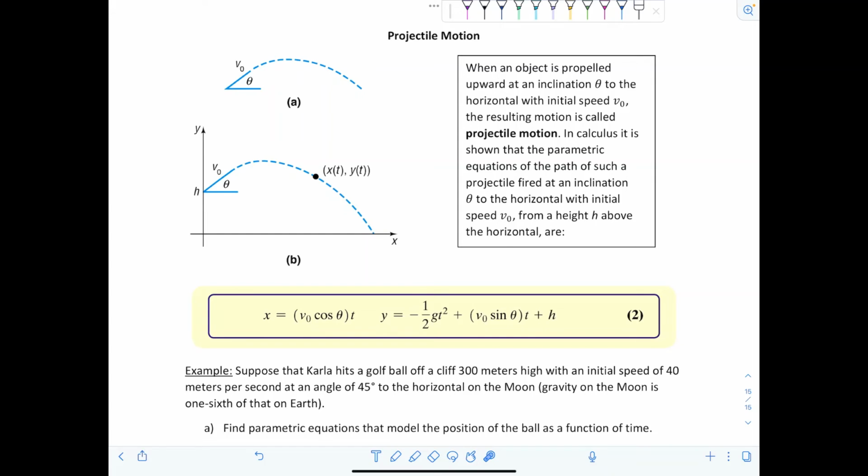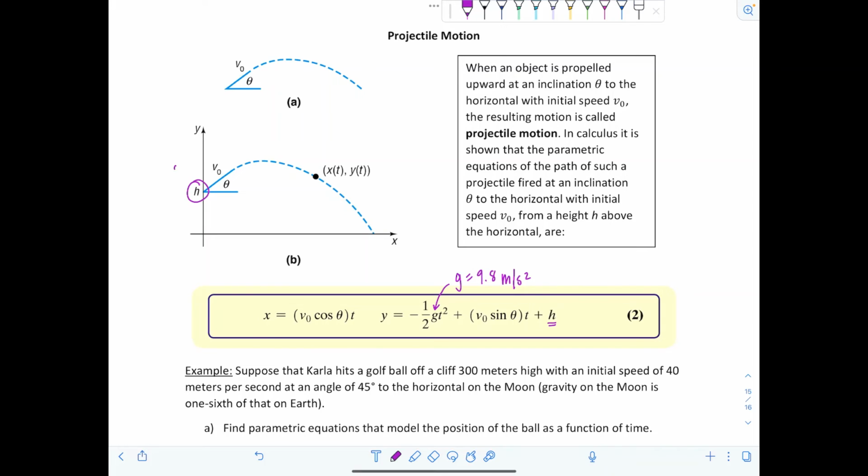So x is equal to v naught cosine theta times t. y equals negative 1/2 g t squared plus v naught sine theta times t plus h. I'll break this down for you. This g here is acceleration due to gravity. On the earth, that's 9.8 meters per second squared if we're in the metric system. And then h is that initial height where you're standing.